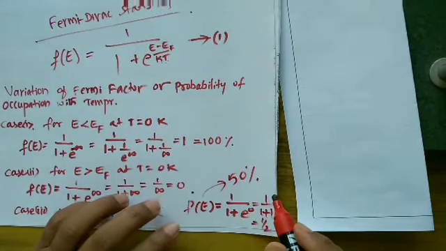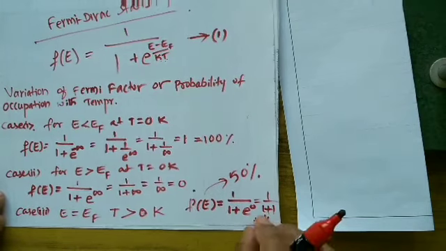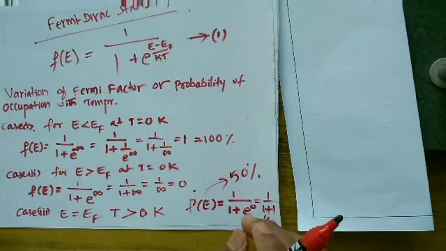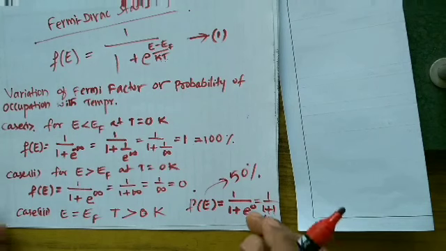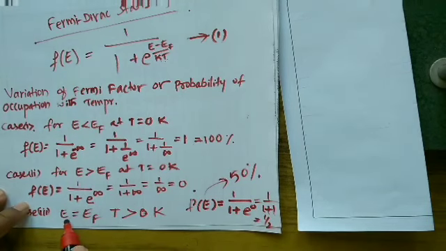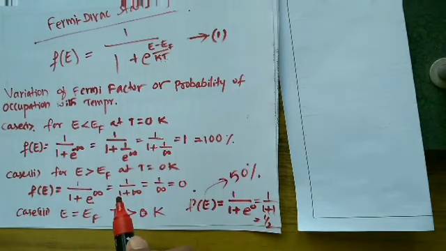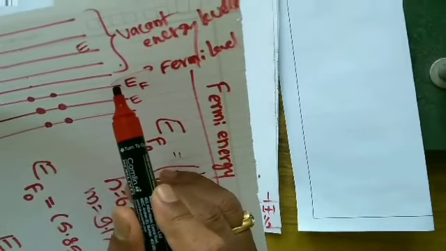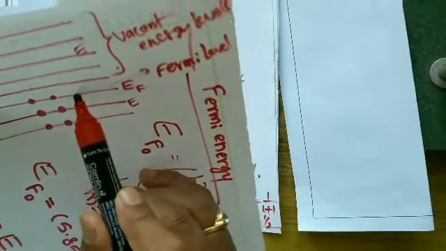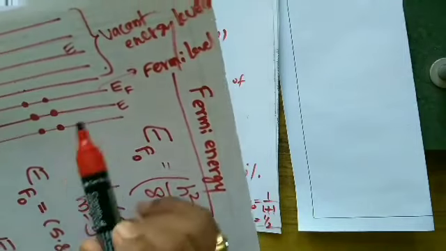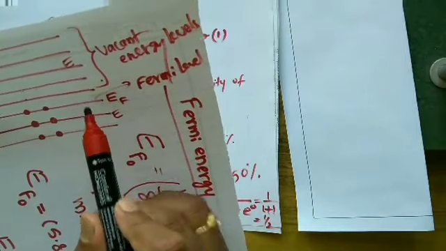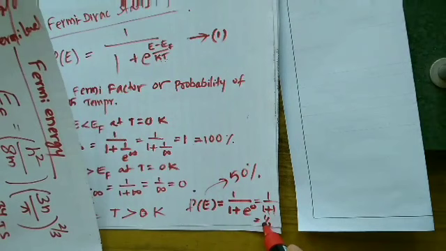Probability of occupation is 50% in case you consider the Fermi level itself, that is the energy level corresponding to the Fermi energy. So at this level also, at a temperature higher than 0 degree absolute, probability of occupation is 50%. It is not 100%.